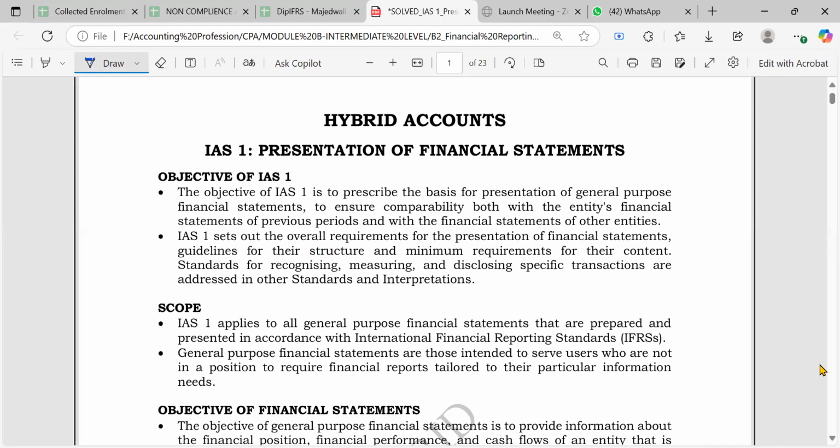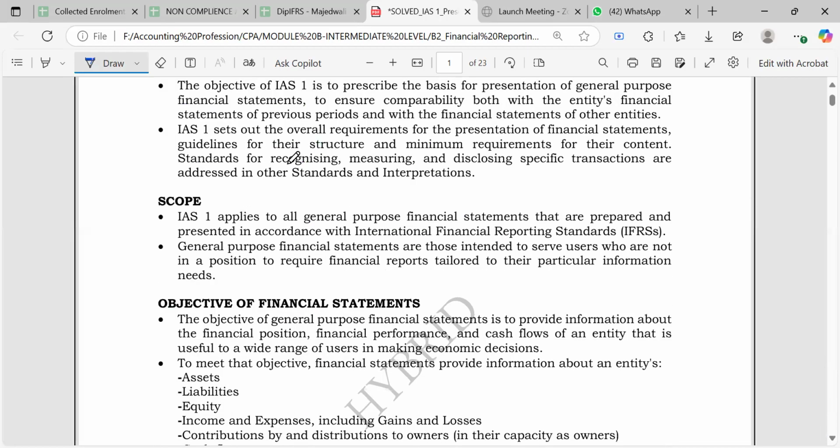Of course, we're going to see all that, right? In this one, you will see the scope. We have to know the scope. And by the scope, what do we mean? Who should use IAS 1? It applies to all general purpose financial statements that are prepared and presented in accordance with IFRS, right? There could be some statements which are specific, maybe, so you have to resort to the specific standard. So this is just for general.